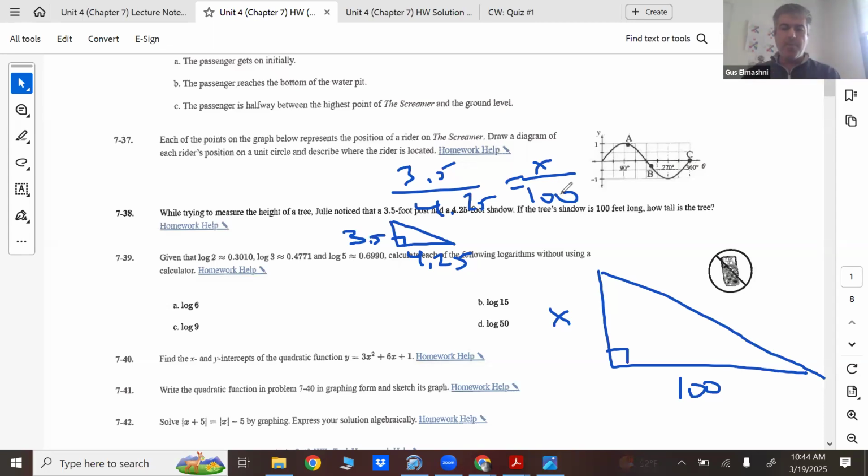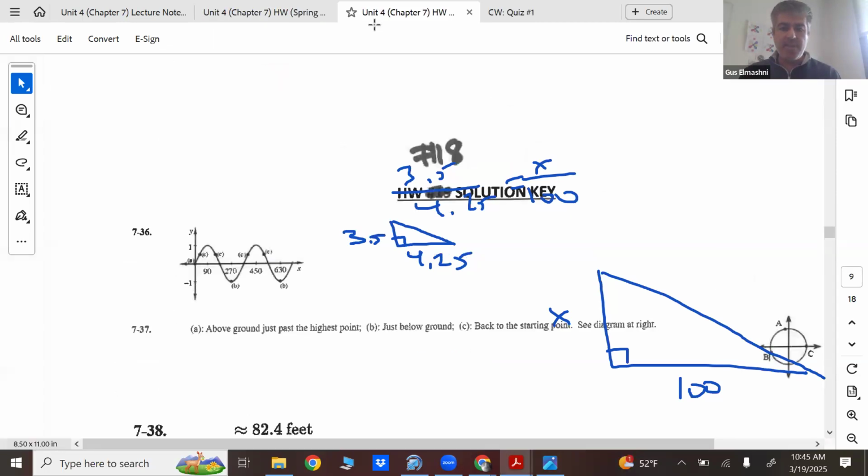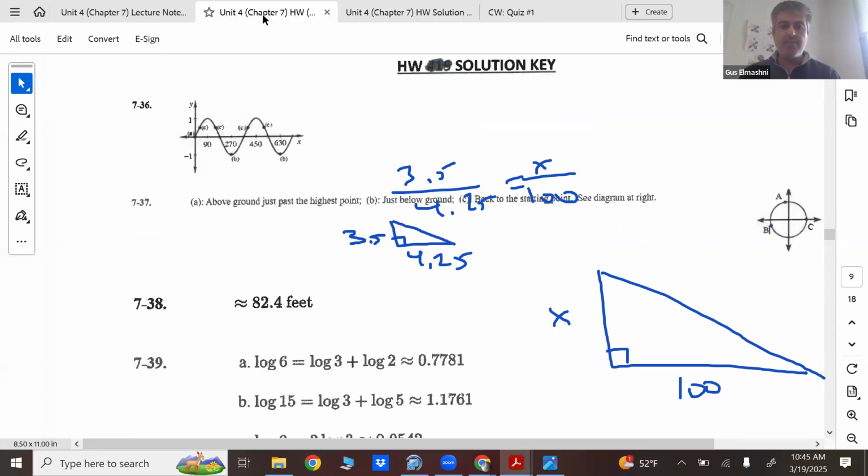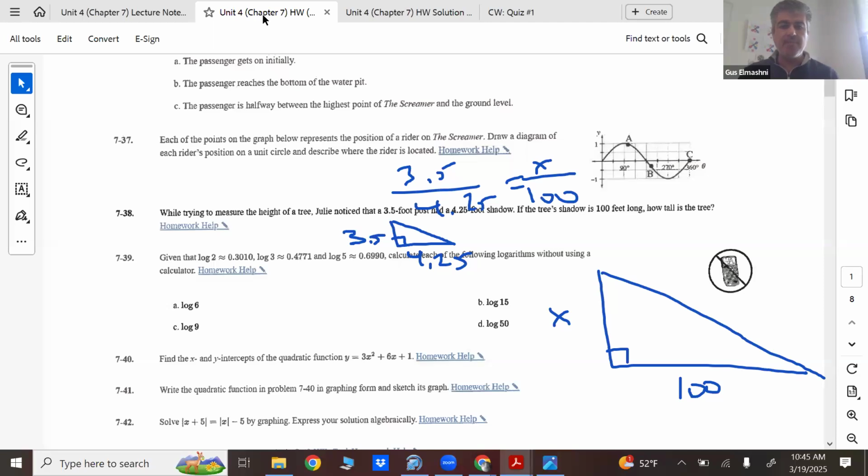Okay, the CPM could be wrong. Yeah, I get 82.35. What does CPM say? 83.35. Yeah, 82.4. That's correct. Okay.